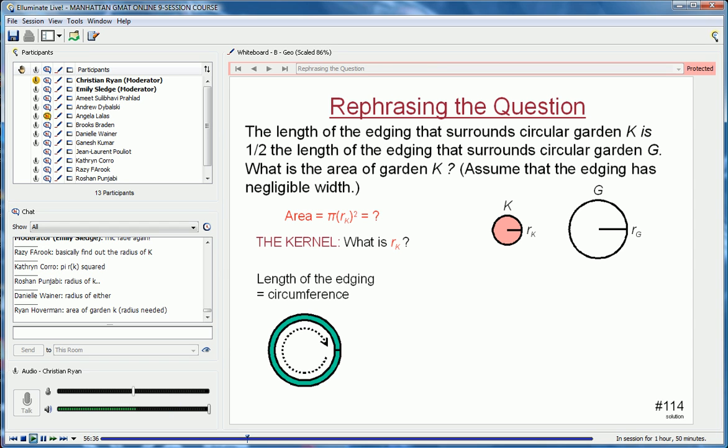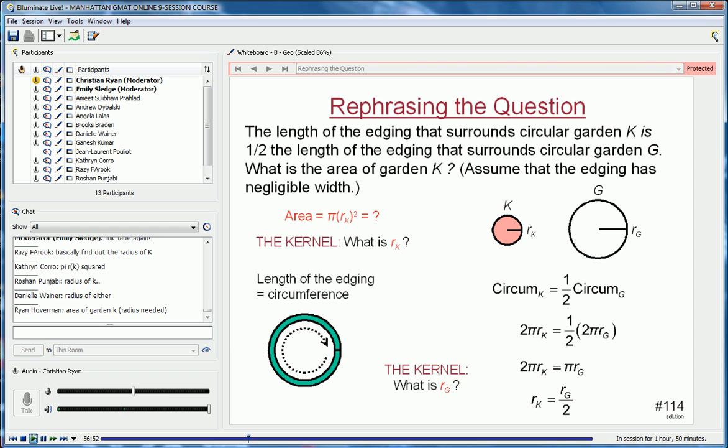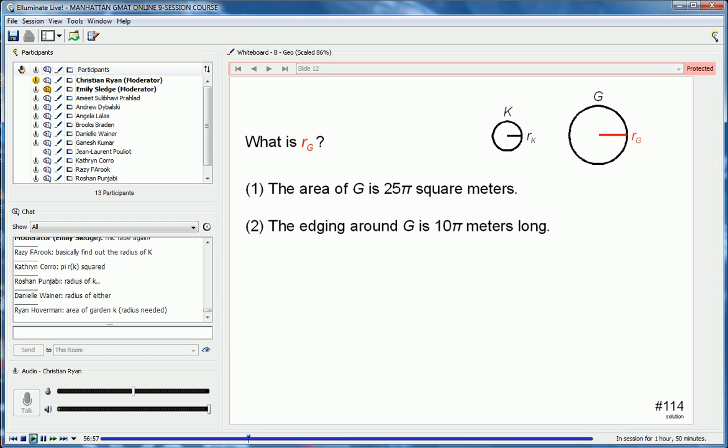As you noted before, the length of the edging is the circumference, and once we put that relationship together, we have the radius of K is half the radius of G, and so the true kernel here is what is RG. And so now we look and we say, okay, that's a heck of a lot easier. If they give us the area of G, that gives us the radius. If they give us the circumference of G, that gives us the radius as well.